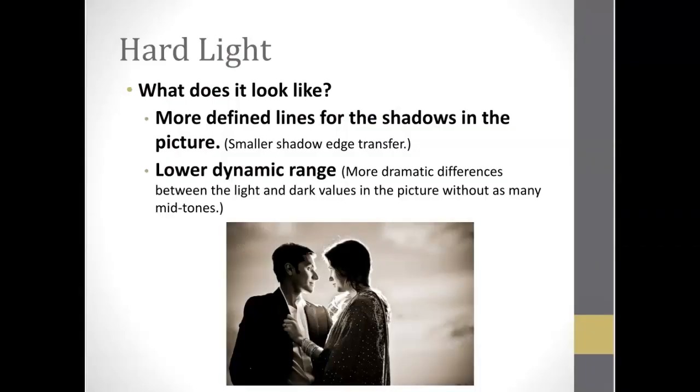So what does hard light look like? Well, like we were saying with our shadow edge, there's going to be more defined lines for the shadows. The smaller shadow edge transfer. There's also going to be something called lower dynamic range. This means that we might have really great highlights and shadows in a picture, but our midtones are going to be a little less apparent.